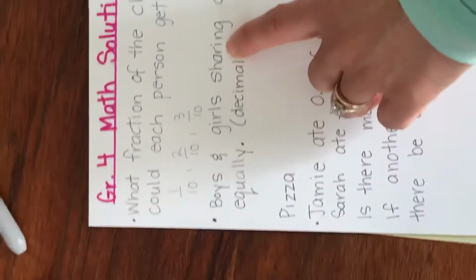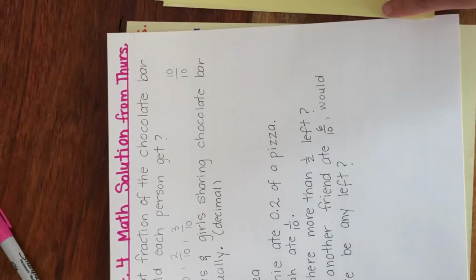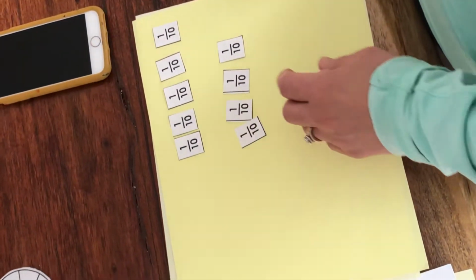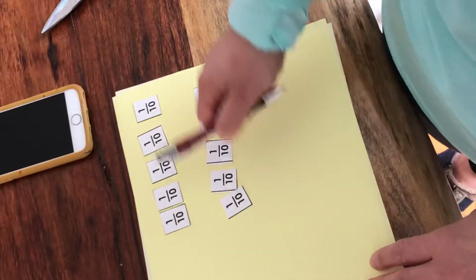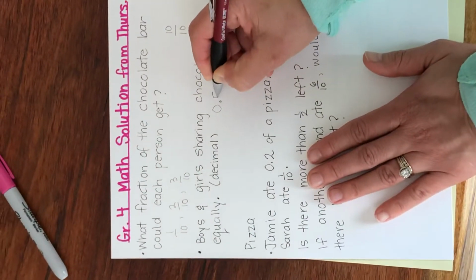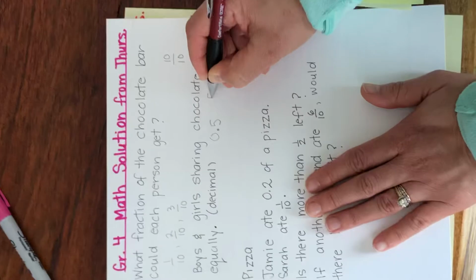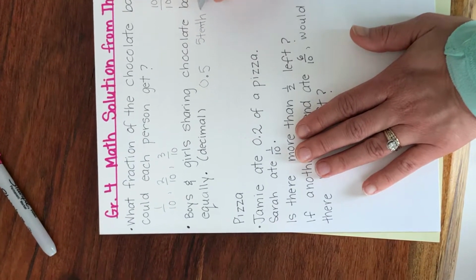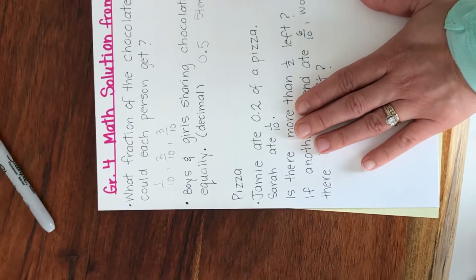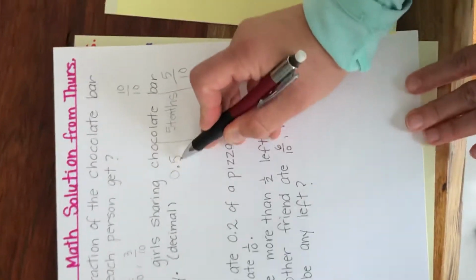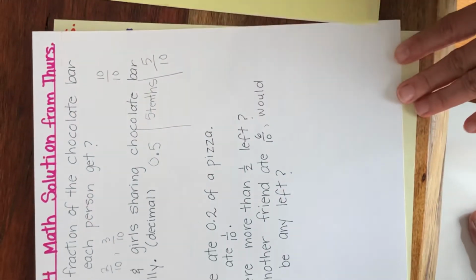If boys and girls are sharing the chocolate bar equally, that would mean 5 equal pieces for both of them. So they want this in a decimal. To write 5 out of 10 as a decimal, that would be 0.5. We can also say it's 5/10. It's the same way of saying it. Those are all equal: 0.5, 5/10, or 5 out of 10.